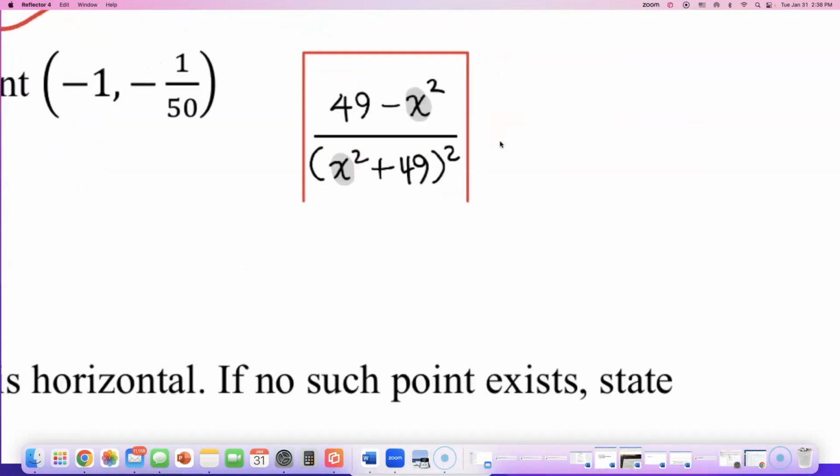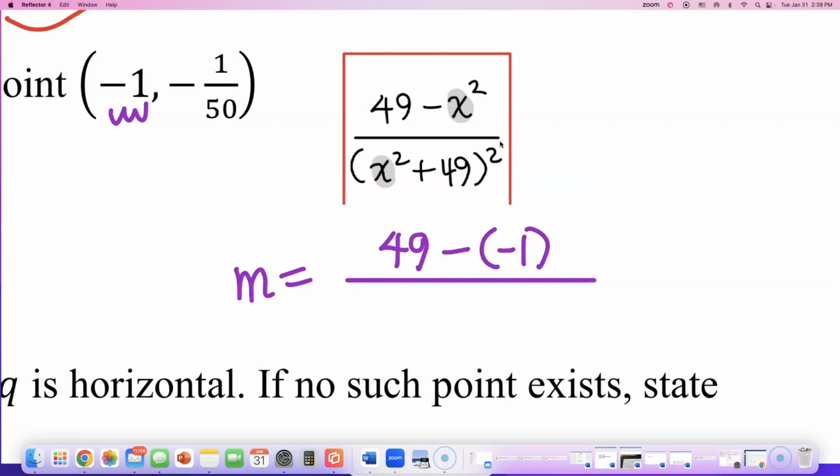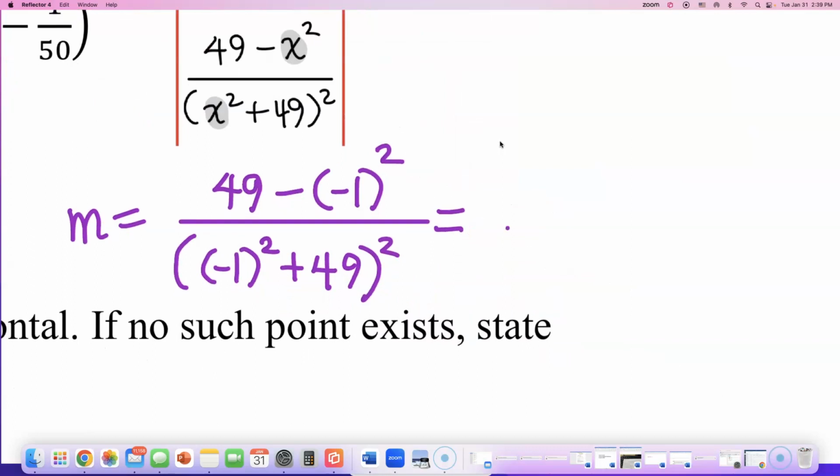So this time, what do you have to plug in to the x value? You have to plug in x of negative 1. So let's see what happens. So I will get 49 minus negative 1 squared, right? And in the bottom of the fraction, I'll get negative 1 squared plus 49 squared. All right, let's simplify this. 49 plus 1, right? 49, no, I'm wrong. 49 minus 1. Because if you square this first, that's going to give you 1.